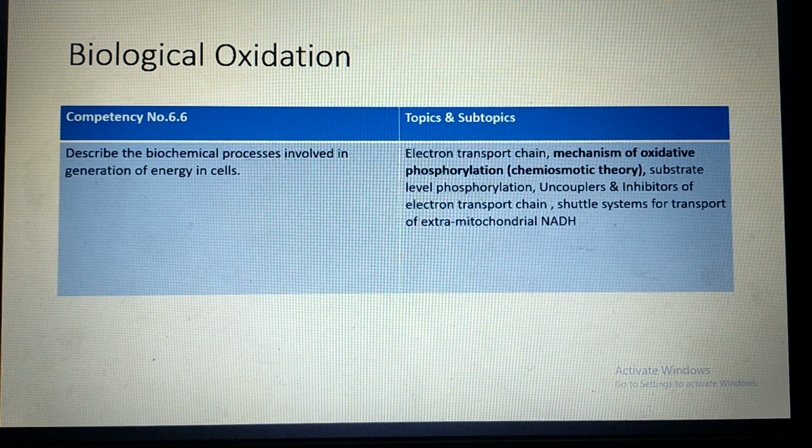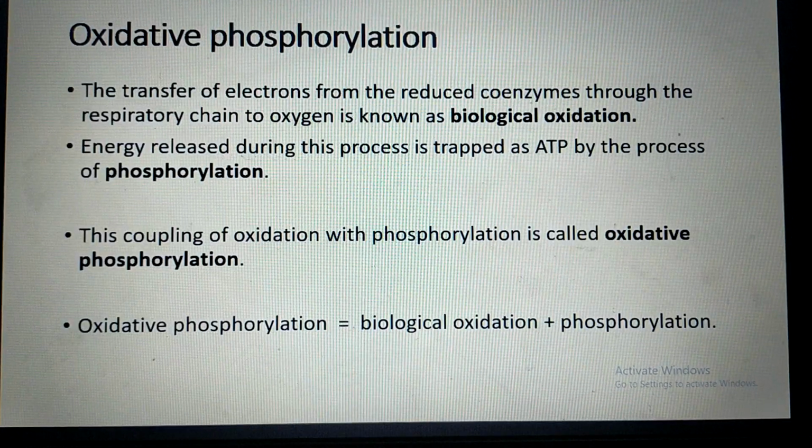Students, we will continue our topic of biological oxidation, competition number 6.6. Today's topic is the mechanism of oxidative phosphorylation, in which we are studying mainly the chemiosmotic theory.